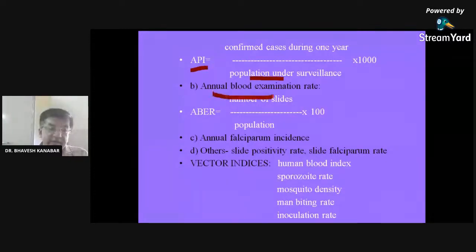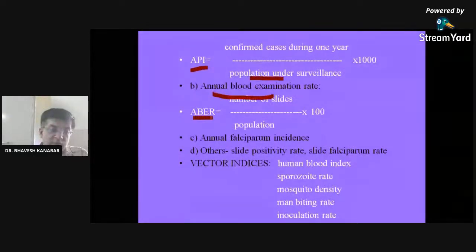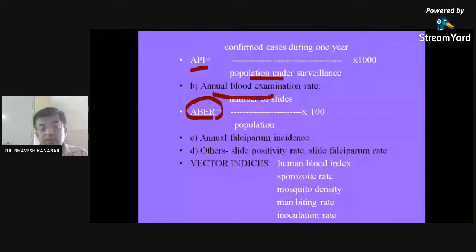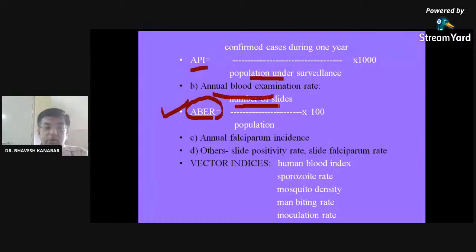Annual blood examination rate. So ABR, ABER, annual blood examination rate. After passing your UG, whenever you become a medical officer, these are the most commonly used terminology during your review meeting. Right? ABR. What is the ABR of your PHC? The CMHO will ask you what is the ABR of your PHC, whether it is good or bad as compared to the previous year. So what is that? The name itself suggests: number of slides examined during 1 year, that is annual, divided by population of your PHC into 100.